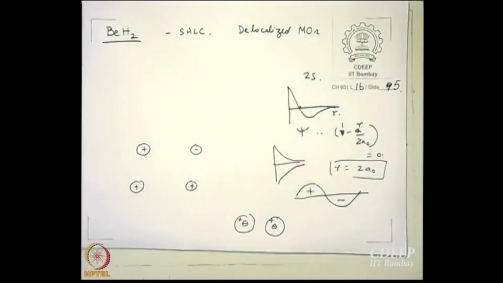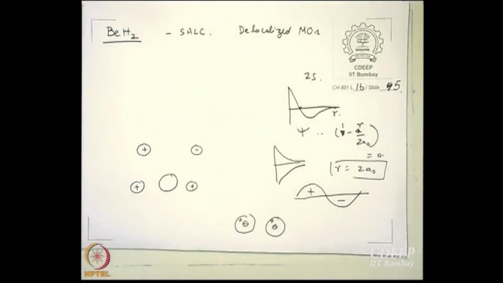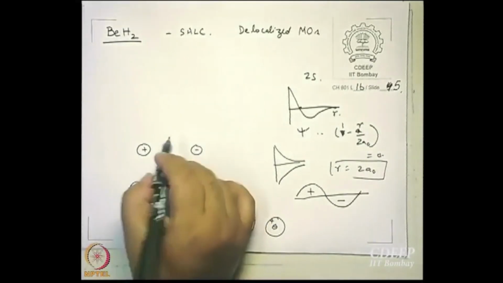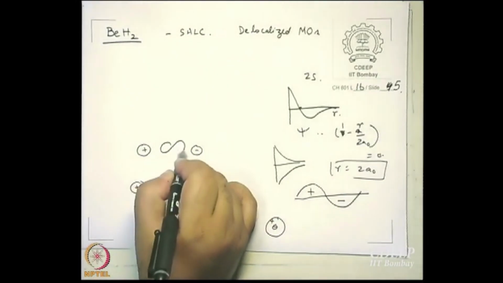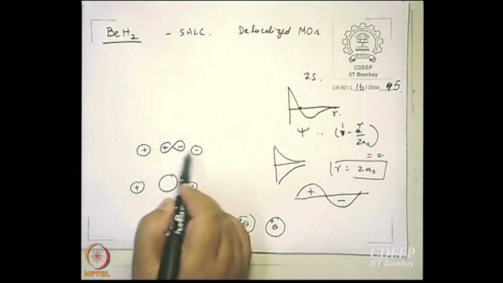Now, does 2s match the symmetry of any of these? And 2p matches the symmetry of this. Right? Plus plus, minus minus.